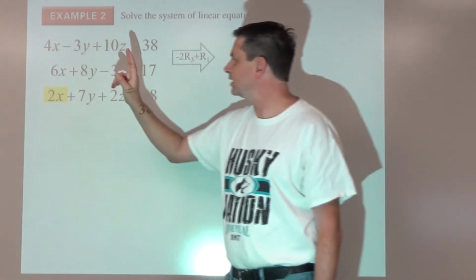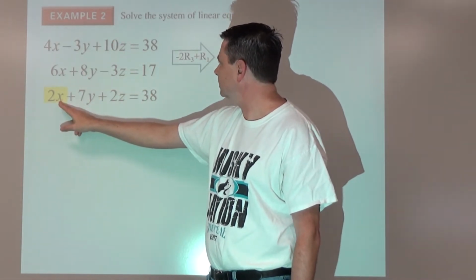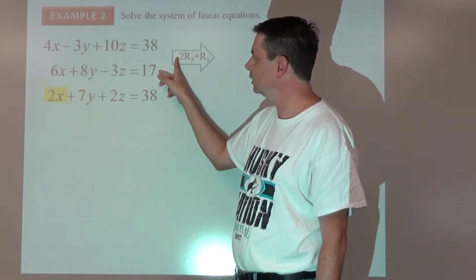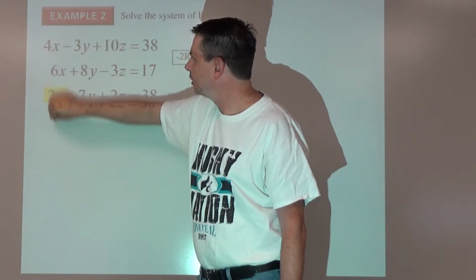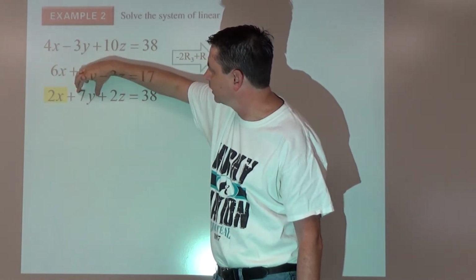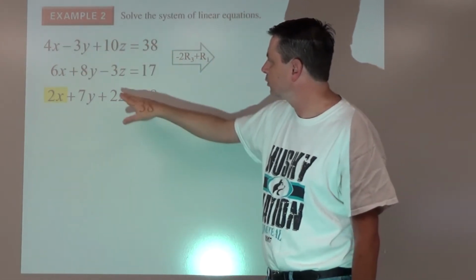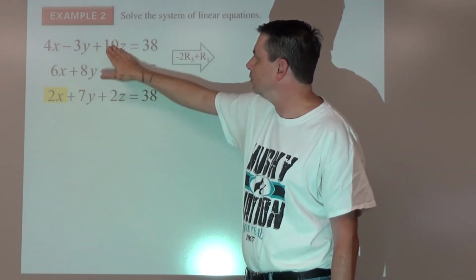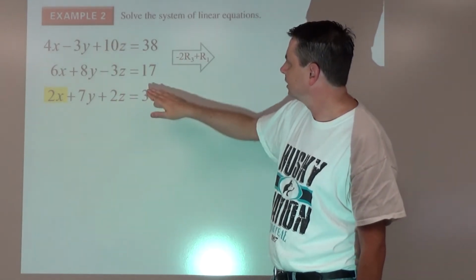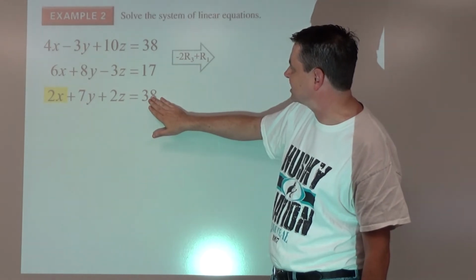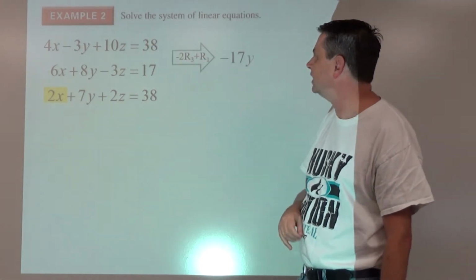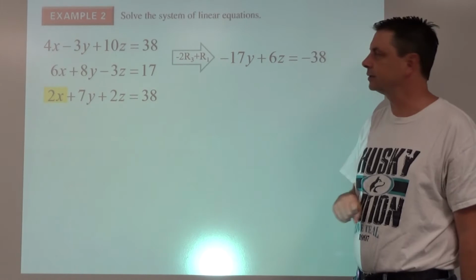So if we multiply this one by negative 2, and add it to the top one, x is going to disappear. So multiply by negative 2. So negative 14y minus 3y. Multiply by negative 4z plus 10z. And then negative 76 plus 38. And we get our new equation.